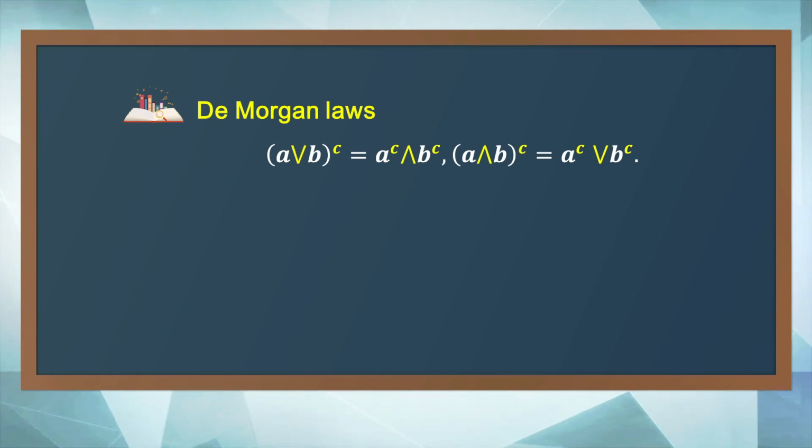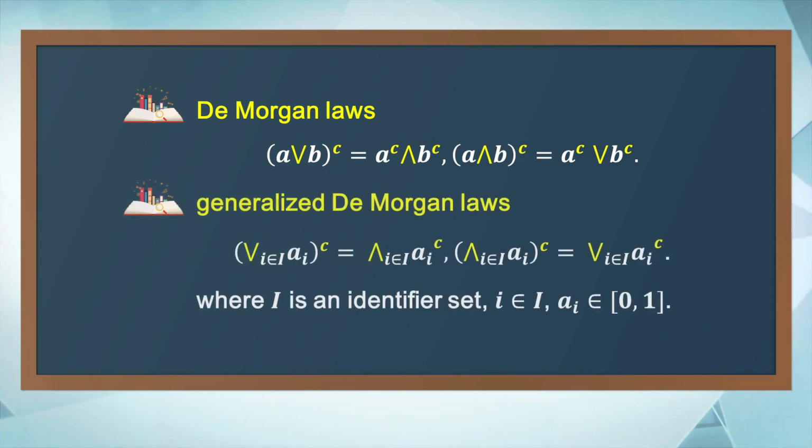Next, the De Morgan laws. This lattice obeys the De Morgan laws. The complement of the maximum equals the minimum of the complements. The complement of the minimum equals the maximum of the complements. It obeys the generalized De Morgan laws. The complement of the supremum equals the infimum of the complements. The complement of the infimum equals the supremum of the complements. Or we can say the complement of the join equals the meet of the complements. The complement of the meet equals the join of the complements.